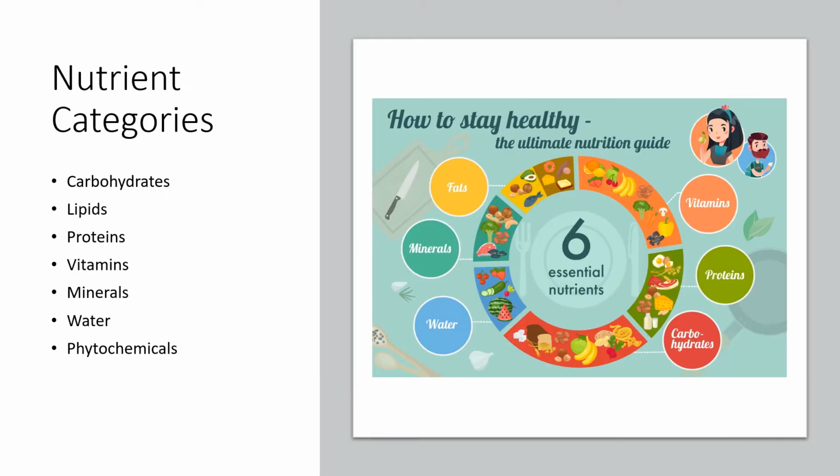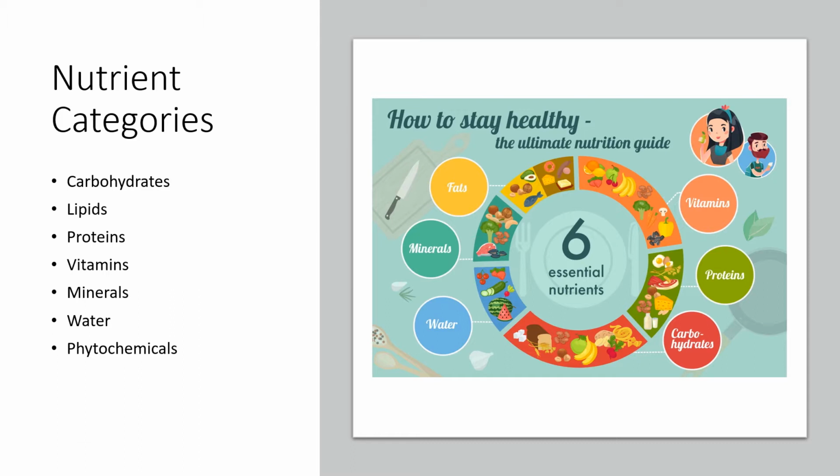So we're going to look at six primary nutrient categories: carbohydrates, lipids, which is our fats group, proteins, vitamins, minerals, and water. And then phytochemicals is not necessarily considered its own nutrient category at this point.